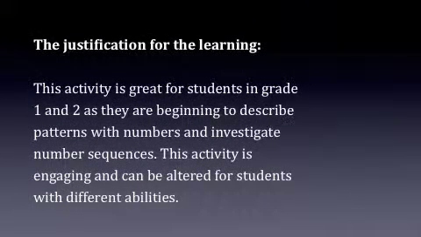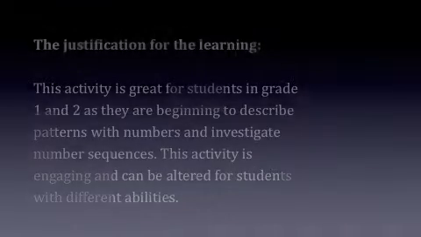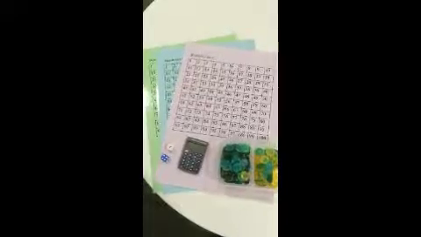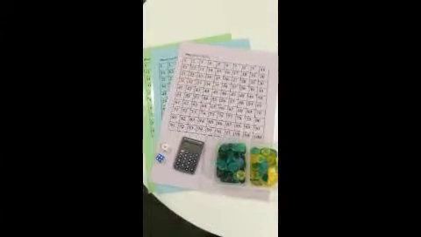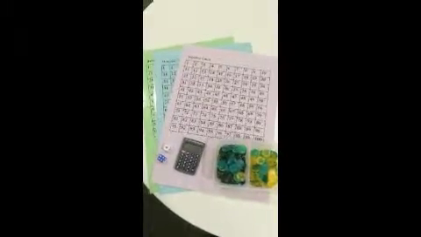This activity is great for students in grade 1 and 2 as they are beginning to describe patterns with numbers and investigate number sequences. This activity is engaging and can be altered for students with different abilities. For this activity, you will need a 100s chart, counters, dice and a calculator.